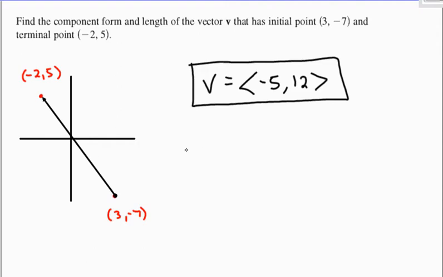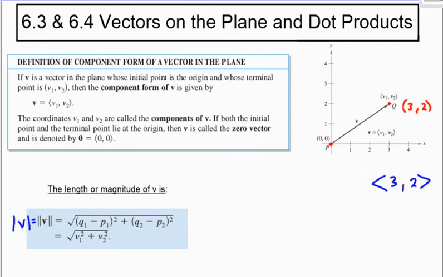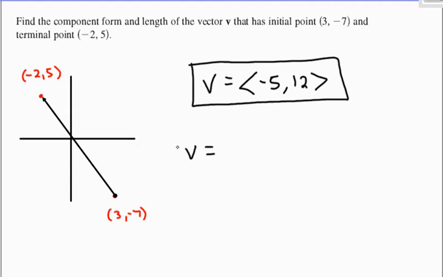Right? If we want to use the formula they gave us, well, actually, we didn't have a formula here, but I can show you here. To find the component form of this vector, all we're basically doing is we're taking the terminal point, which was -2, and subtracting the x of the initial point, 3. And we're doing the same thing with the y's. The terminal point of the y was 5, and then I'll subtract the initial point, -7.